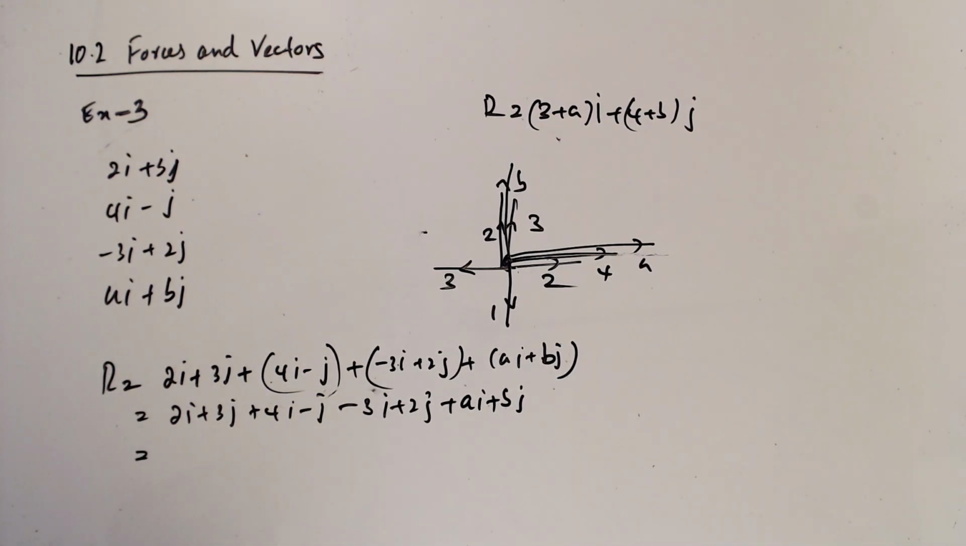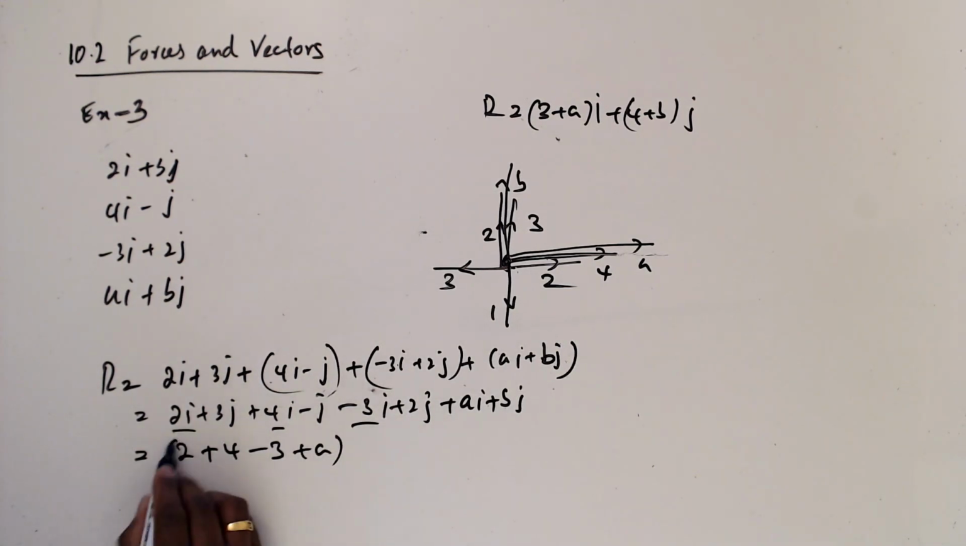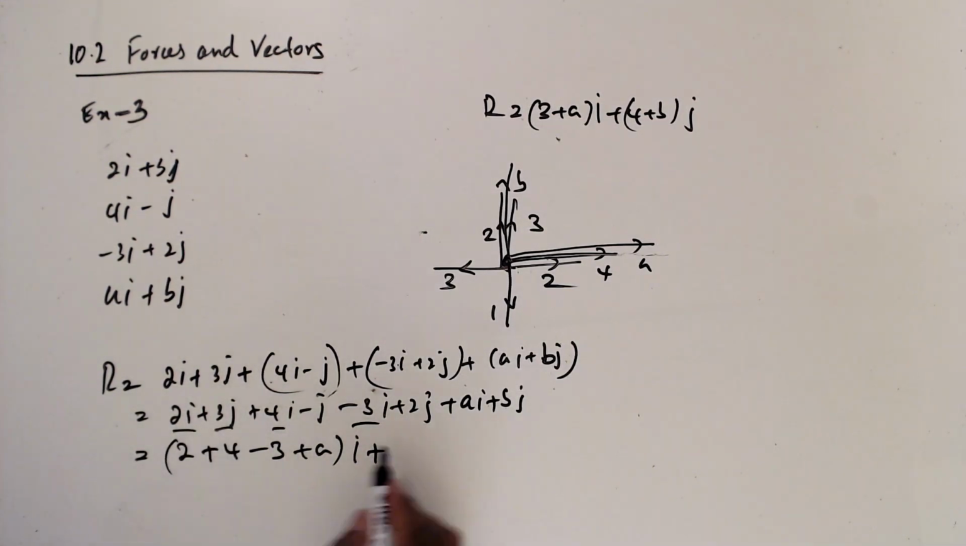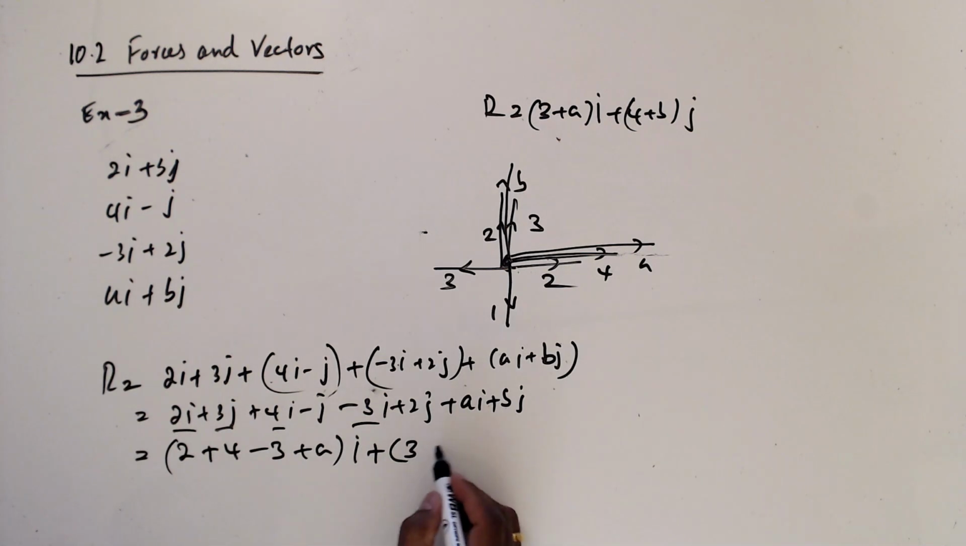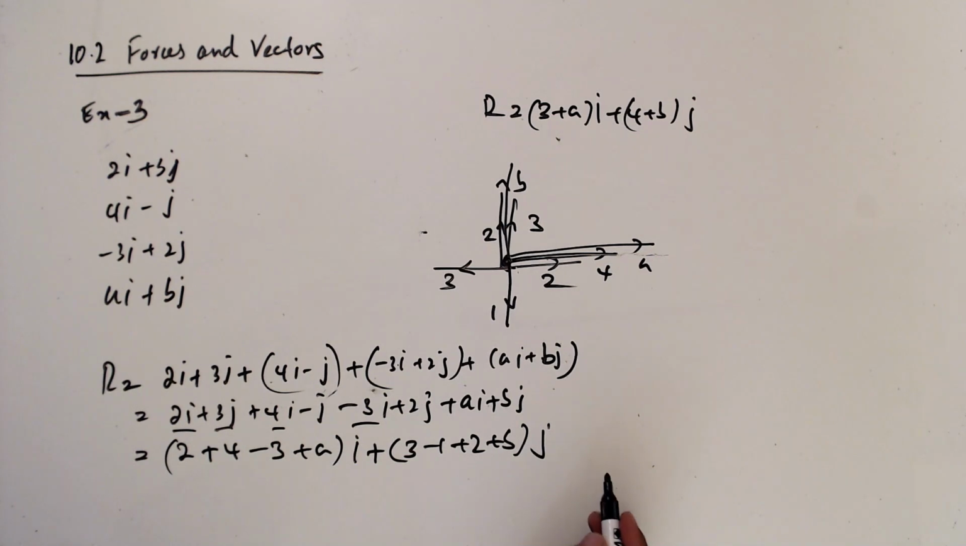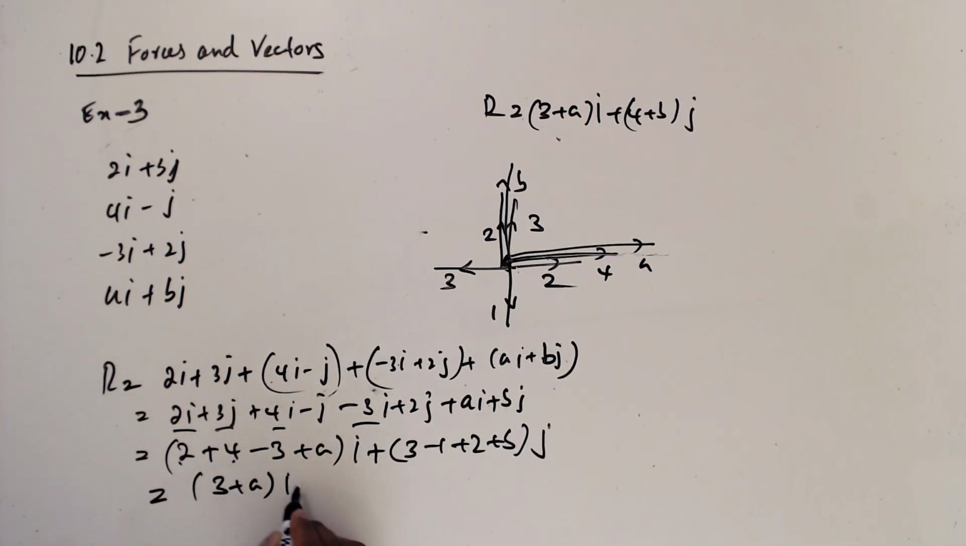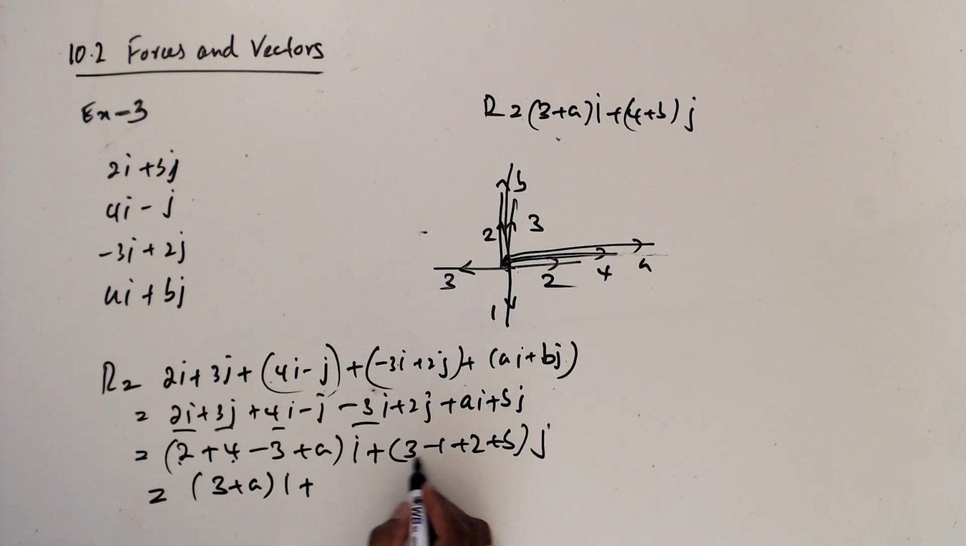Now we'll take all i components together: 2 plus 4 minus 3 plus a, i, plus the j components: 3 minus 1 plus 2 plus b, j. So this will become 3 plus a, i, plus 4 plus b, j.